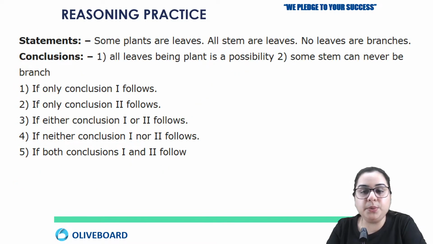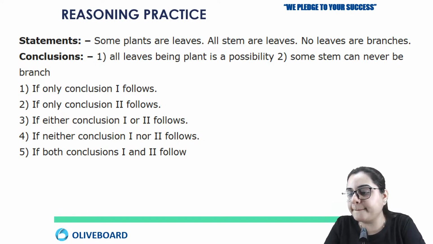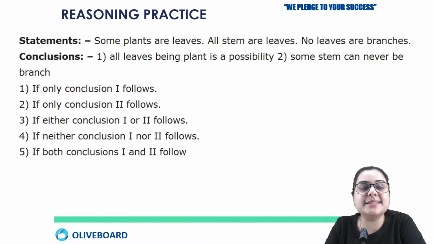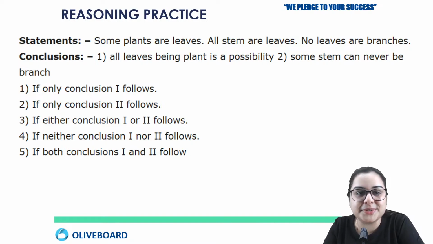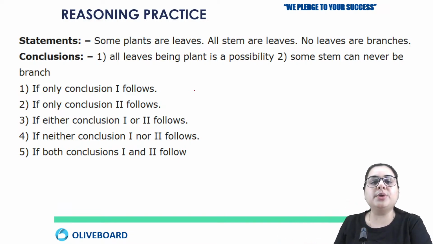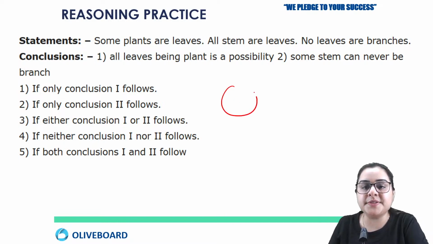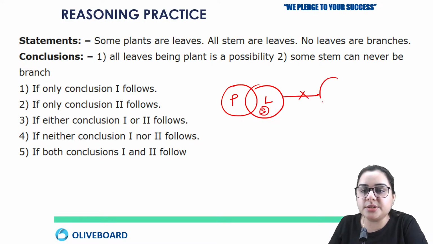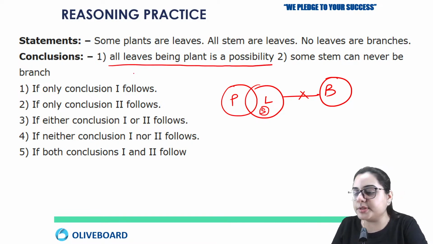Now Anirudh, here comes the question that you wanted to discuss. So this is the reverse syllogism. No, this is not that question, sorry Anirudh. This is again a question where you have a statement and then a conclusion. But very soon we are going to come to reverse syllogism. So here you have the statement: some plants are leaves, all stems are leaves, no leaves are branches.